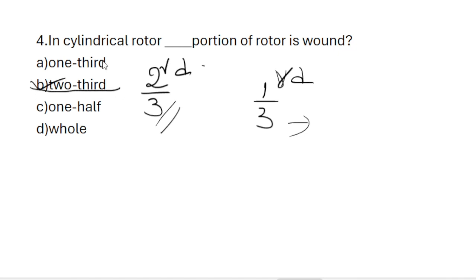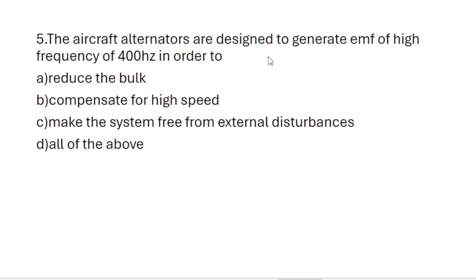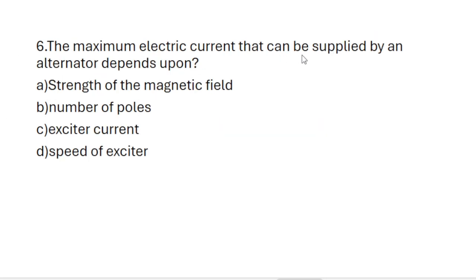Next question. The aircraft alternators are designed to generate EMF of high frequency of 400 Hz in order to, option A, reduce the bulk; option B, compensate for high speeds; option C, make the system free from external disturbances; and option D, all of the above. Here the answer is A, reduce the bulk. Next question. The maximum electric current that can be supplied by an alternator depends upon, option A, strength of the magnetic field; option B, number of poles; option C, exciter current; option D, speed of exciter.